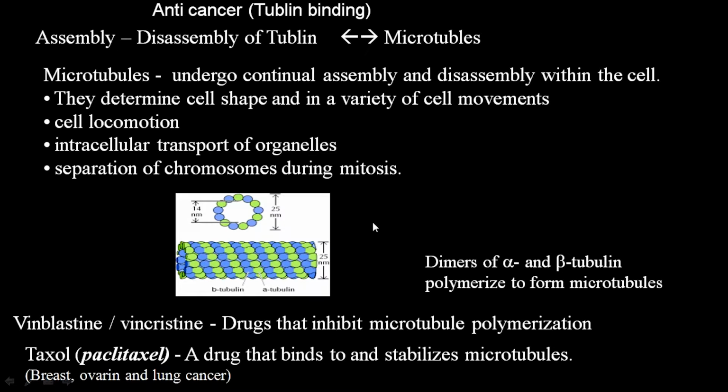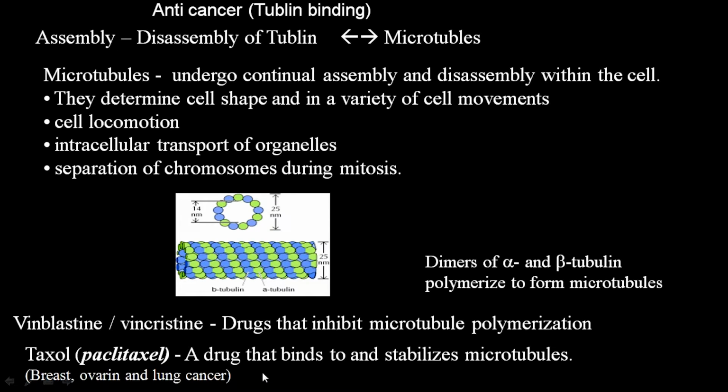Okay, vinblastine, vincristine, these are drugs that inhibit microtubule polymerization. Okay, so it does not allow the assembly. Whereas taxol, paclitaxel, that drug binds to and stabilizes the microtubule. Okay, so it prevents the disassembly. So taxol is used in breast cancer, ovarian cancer, lung cancer.